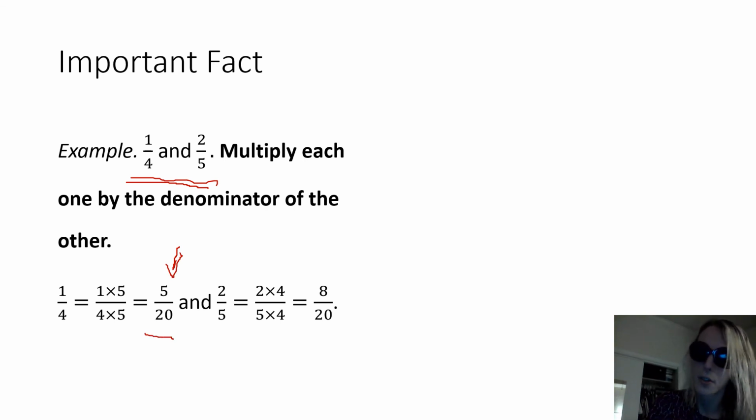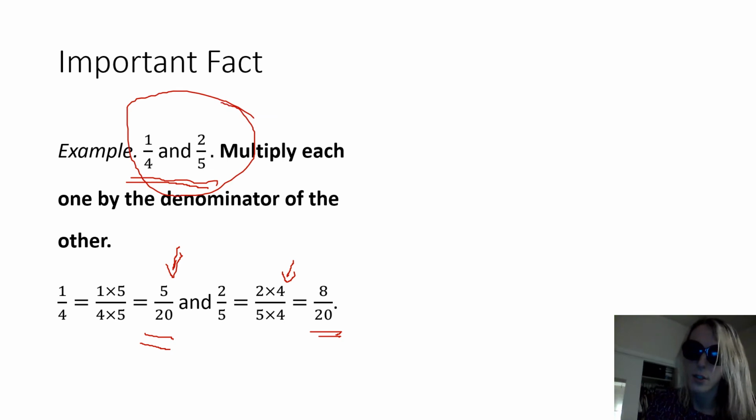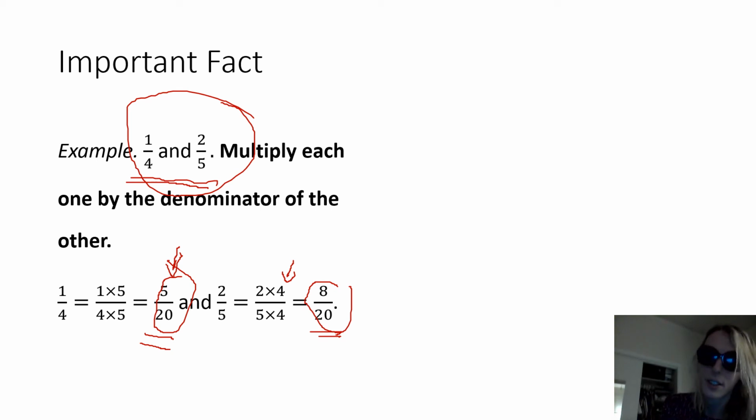And the other fraction, 2/5, we're going to multiply top and bottom by 4. 4 is the denominator of the other fraction. So 2 times 4 is 8. 5 times 4 is 20. What was the point of all this? It turned our original two fractions into two equivalent fractions, 5/20 and 8/20, two equivalent fractions with the same denominator. This is going to be important later, but this is just the nifty idea. Multiply by the denominator of the other, and that gives you two fractions with the same denominator. They both have the denominator 4 times 5.